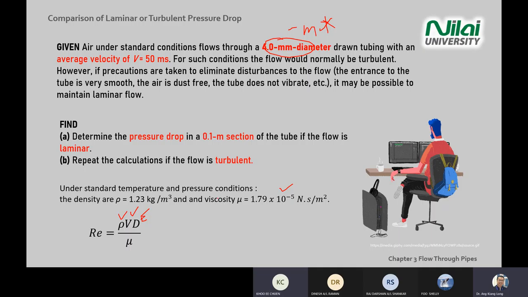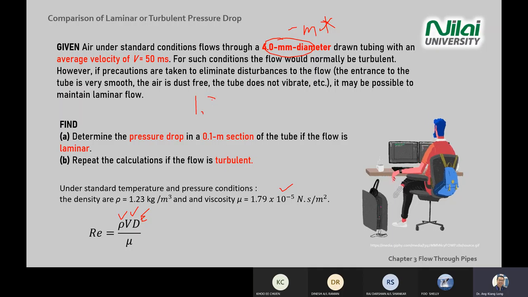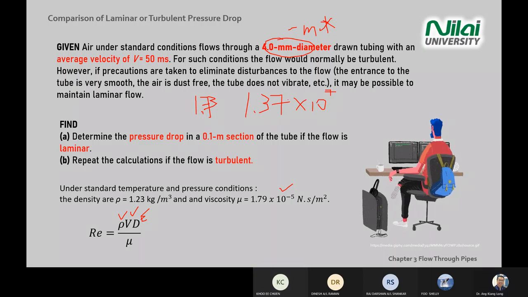1.3743 × 10^7. Okay, hold on. 1.374, is it? Yep. Okay. So for this module, use minimum 3 decimal places. Do the others agree? Do you get this number, or do you get another one? I got 10^4. Yes. Okay. Dinesh, what do you get?